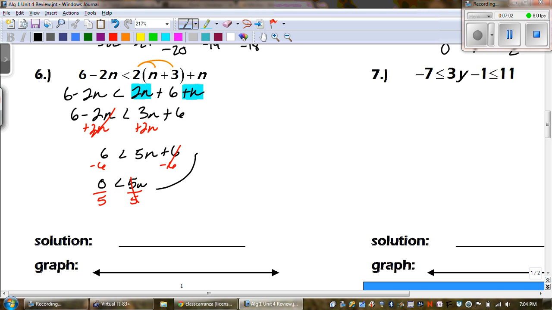And I'm going to write my answer up here. I have 0 is less than n. Now, the only thing that's wrong with this is we always want our variable first. So I'm going to rewrite it. The n comes first, then the 0. My inequality symbol is pointing at the 0. I want to make sure it stays pointing at the 0. So we have n is greater than 0.